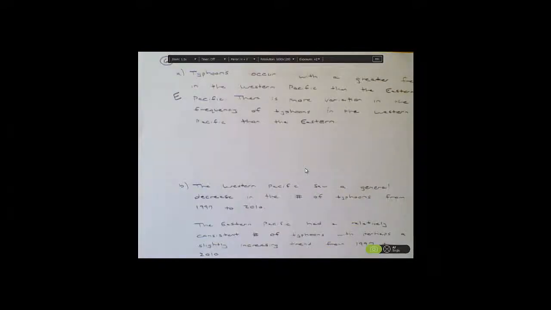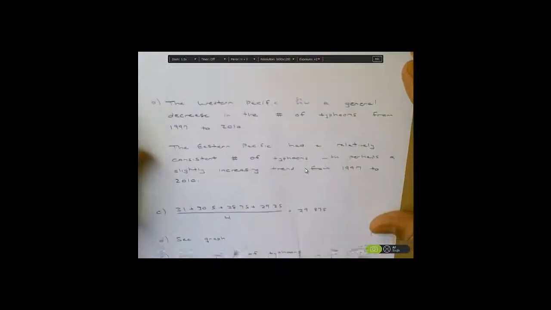So I said that the Western Pacific in general saw a decrease in the number of typhoons from 1997 to 2010. And the Eastern Pacific had a relatively consistent number of typhoons with perhaps a slightly increasing trend from 1997 to 2010. So I've hit both of those components that they were looking for. That would be essentially correct.